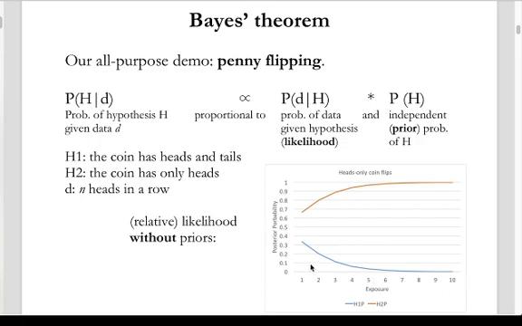So what does this say? If you flip the coin exactly once and it comes up heads exactly once, according to this, there's a 2/3 probability that it's a trick coin that has only heads, and a 1/3 probability that it's a fair coin with heads and tails. Right? So that's already looking pretty weird.